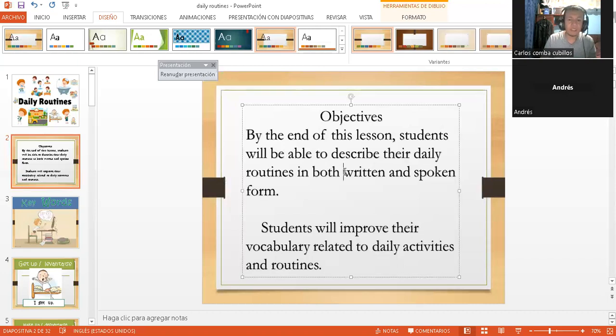Our activity is only writing and speaking. And the second objective: students will improve their vocabulary related to daily activities and routines. At this moment, I show you some vocabulary.